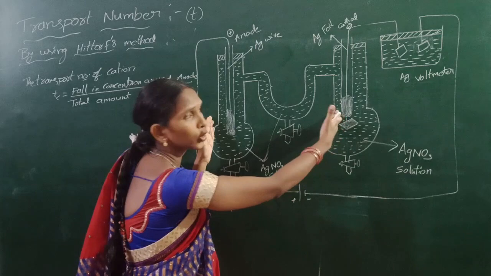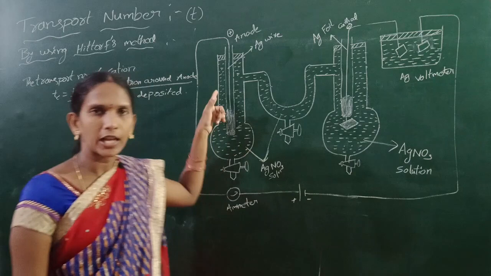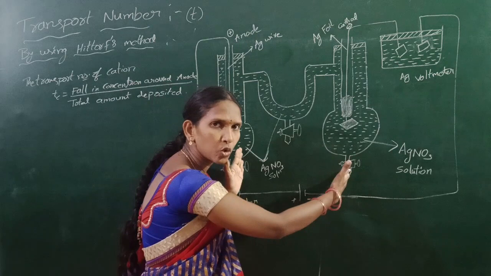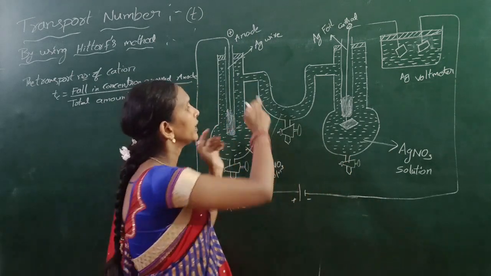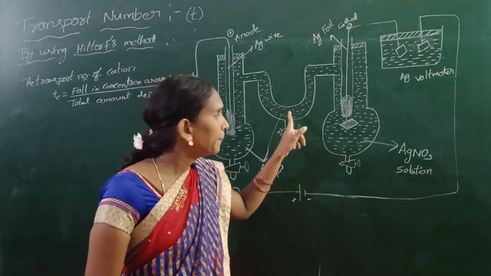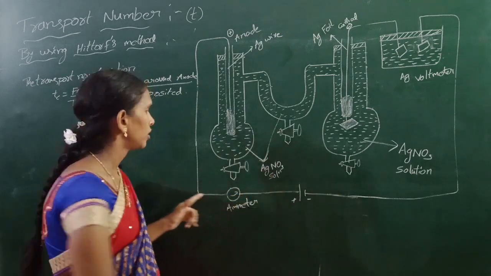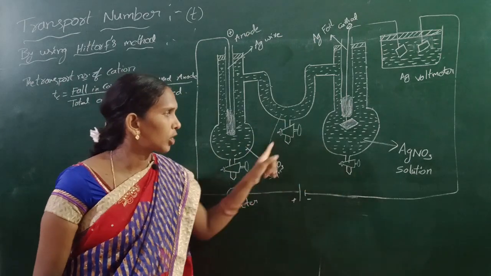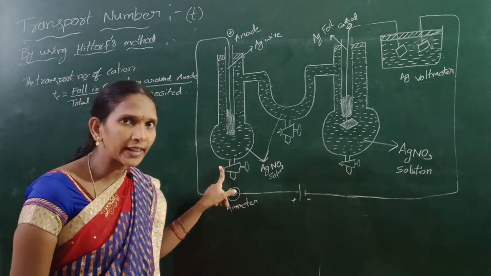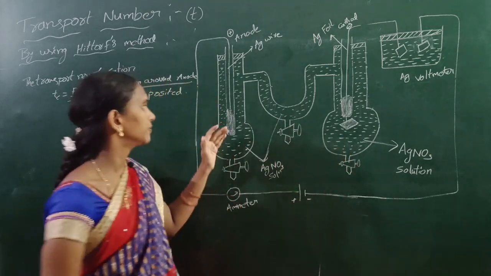We consider two glass tubes having bulbs at the bottom. These two glass tubes are fitted in a U-shaped tube at the middle. Then these bulbs have stop clocks at the bottom. These three are stop clocks, used for withdrawing the solution.